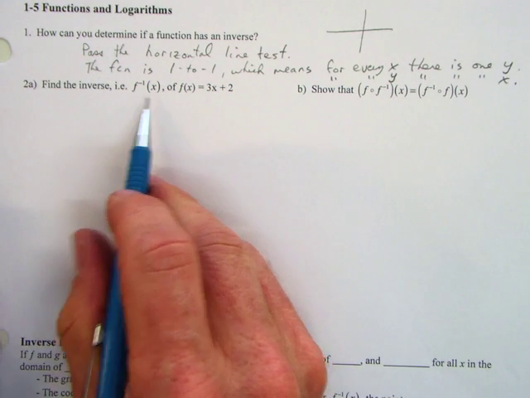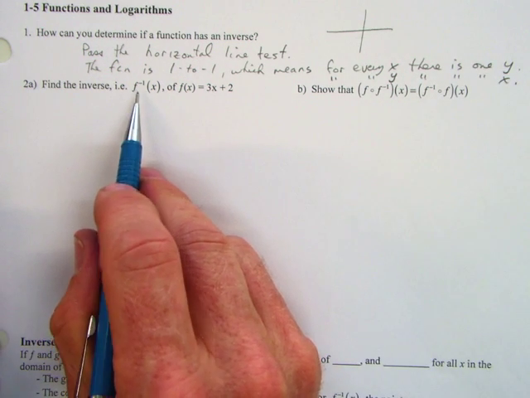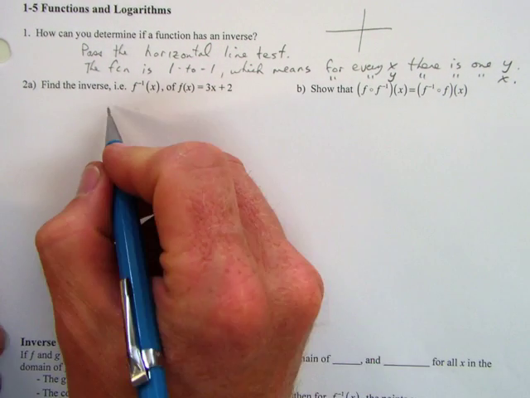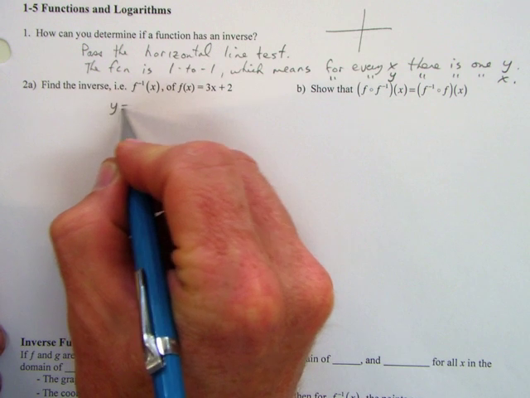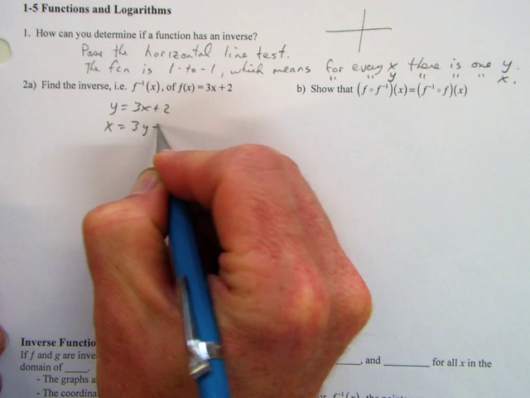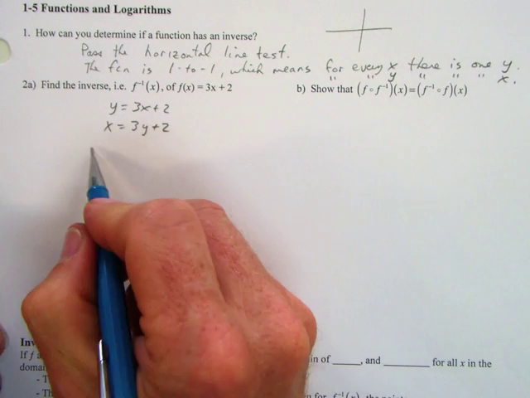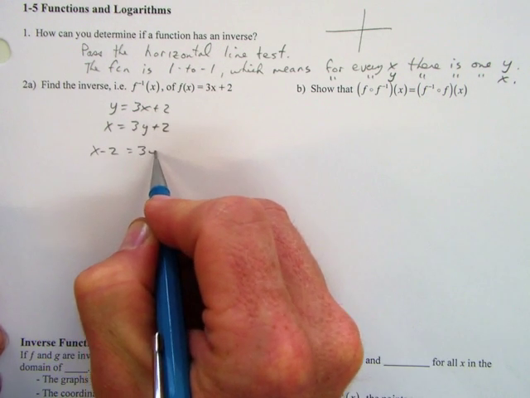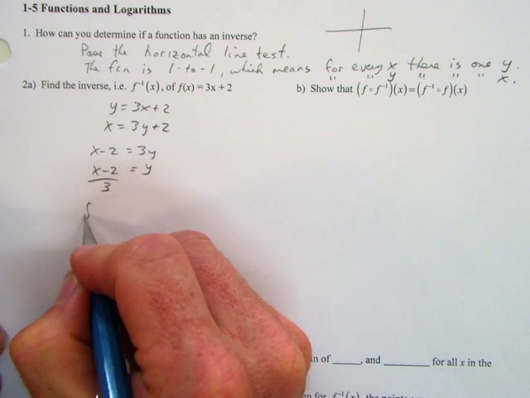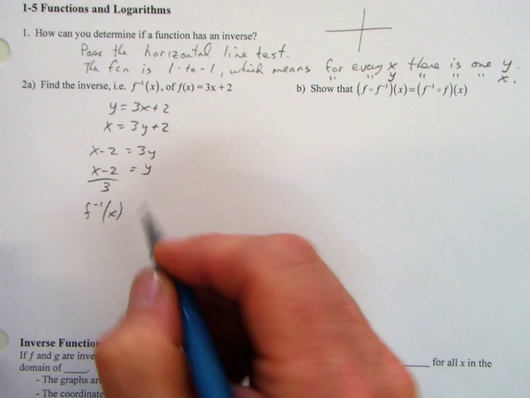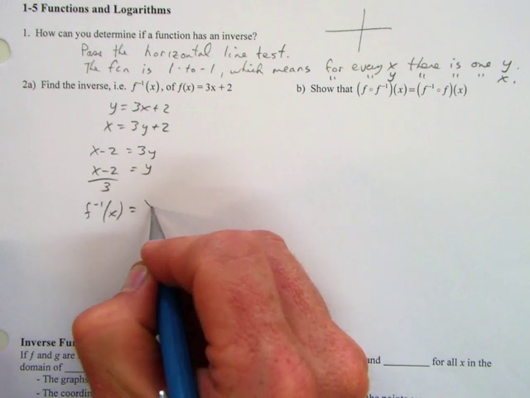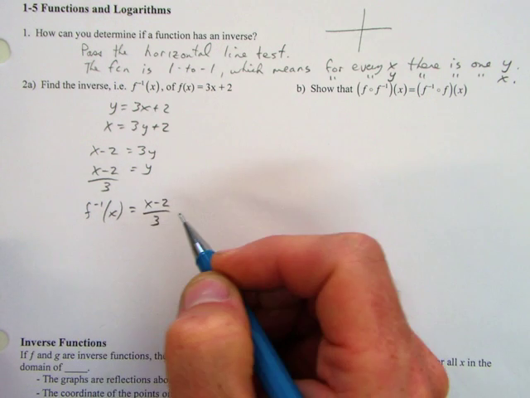Find the inverse of this, let's write it in our proper notation, f inverse of x. We're given f of x equals 3x plus 2. So the first thing we'll do is write y equals 3x plus 2. We'll switch x and y, and then solve for y. x minus 2 equals 3y, y equals x minus 2 over 3, and then we'll write our final step, f inverse. We're asked to find the inverse. We're going to say f inverse equals x minus 2 over 3.